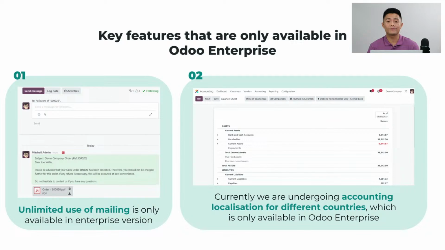Also, we have some key features that are only available in Odoo Enterprise, which is the unlimited use of mailing. It is only available in Odoo Enterprise. Also, currently we are undergoing accounting localization for different countries, which is only available in Odoo Enterprise. Currently, in the region, we have localizations available for Singapore and Australia.